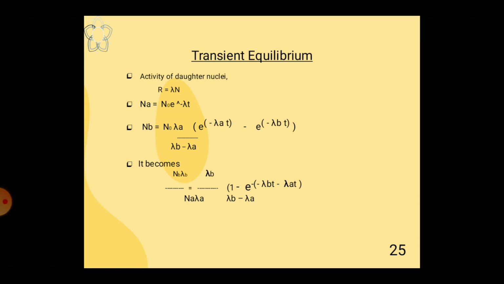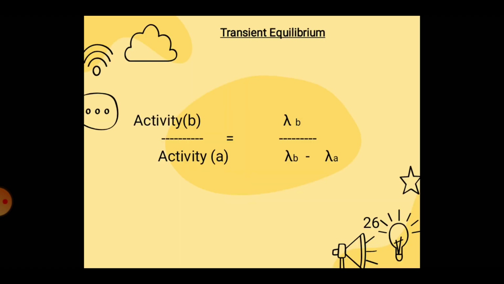So doing the simple calculation, it becomes NB lambda B divided by NA lambda A equal to lambda B divided by lambda B minus lambda A into 1 minus e raised to the whole minus lambda B minus lambda A times t. Since the magnitude of e raised to the whole minus lambda B minus lambda A times t is very small, we can neglect it and we get the final equation of transient equilibrium, that is activity of B divided by activity of A equal to lambda B by lambda B minus lambda A. So this is the equation of transient equilibrium.